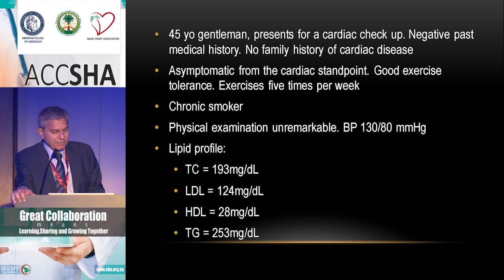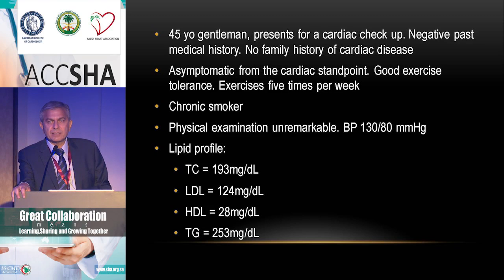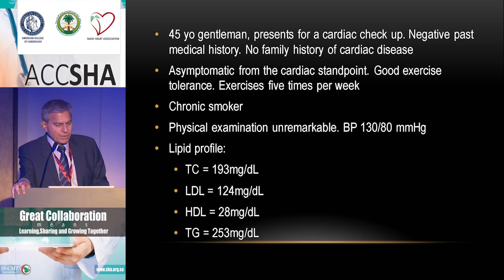So I have this 45-year-old gentleman who presents for a cardiac checkup. He has a negative past medical history, no cardiac history, no family history of cardiac disease. He's asymptomatic from the cardiac standpoint. He has a good exercise tolerance, and in fact, he exercises 5 times per week. He's a chronic smoker, and physical examination is unremarkable. He does not have any history of hypertension, and his blood pressure is normal.